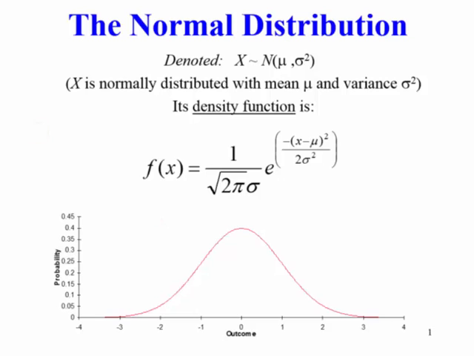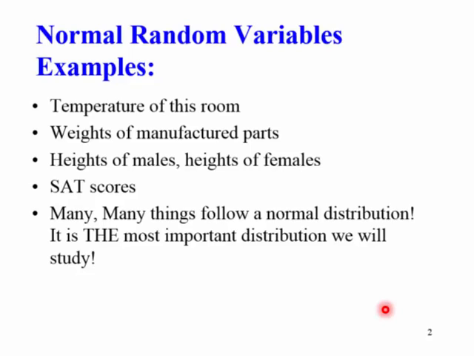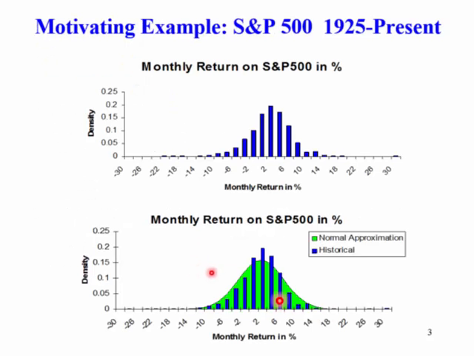So the normal distribution, we have a probability density function that looks like this. You don't need to know it, but it's the normal curve that goes like this, and we want to calculate probabilities with that normal curve. Examples are temperature in this room, weights of manufactured parts, heights, SAT scores, many things follow a normal distribution. Look at the S&P returns. That's close to normal, not quite.